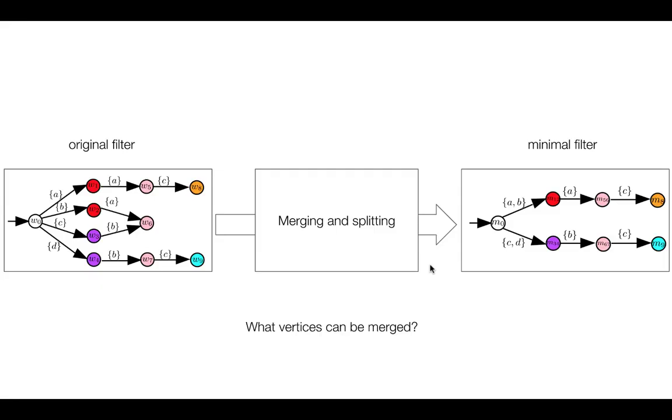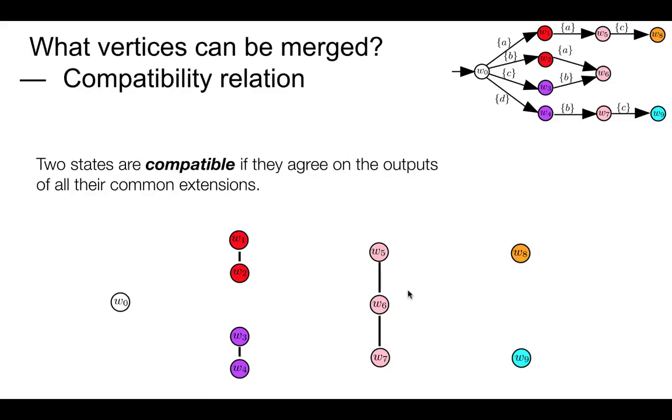But what set of states can be merged? We say two states are compatible if merging them will not introduce any inconsistent output. As a consequence, two compatible states must agree on the outputs of all their common extensions. By drawing an undirected edge between two compatible states, we can get a compatibility graph.